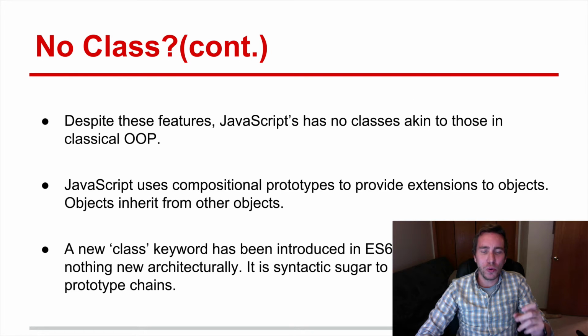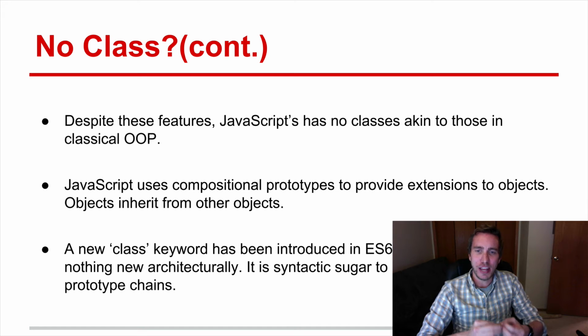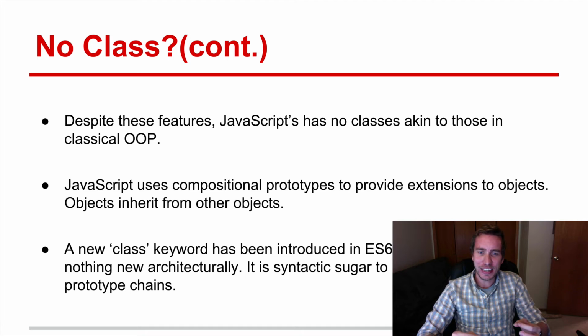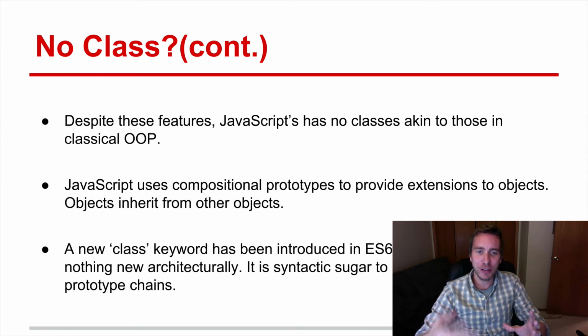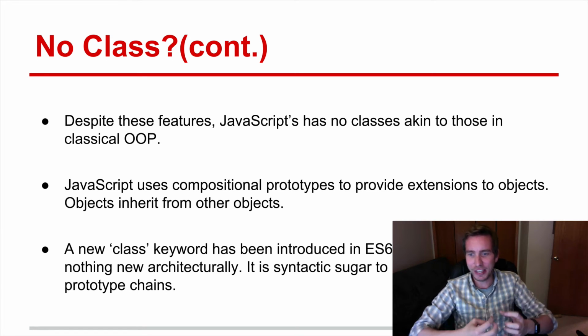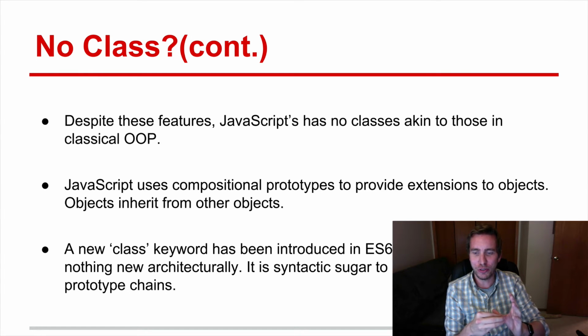So, despite having things like a new keyword and making it seem like you're about to instantiate a class, the new keyword doesn't do that. And instead, everything that you add to a prototype is essentially an extension of an object. It just uses composition instead of inheritance. Now, inheritance, yes, it definitely takes things from something else, but you're essentially plugging them onto an existing object's prototype.